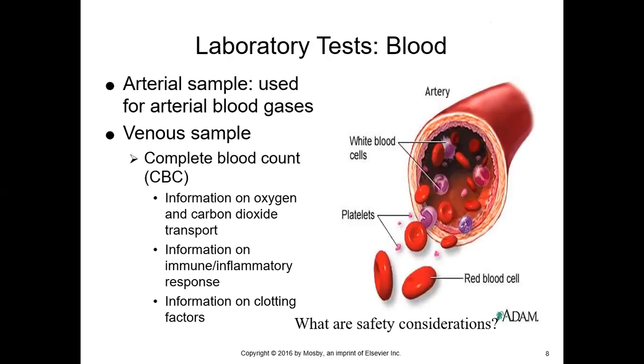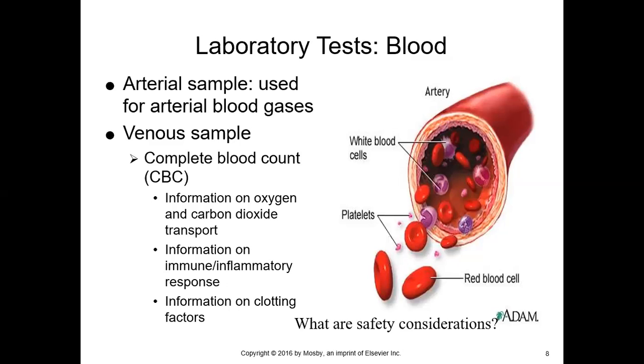So let's look at a couple of common blood tests. And really, I want you to know what they are and what they measure. We'll talk much, much more about them, of course, when we get into different body systems. So this is really an introduction to talking about what kinds of laboratory tests are out there and why we would use them. The first one is called an arterial blood gas, an arterial sample.